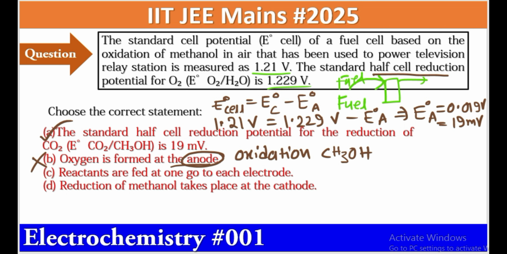Reactants are fed at one go to each electrode. No, we have to supply reactant continuously. It is not at one go. That's the definition of a fuel cell. Here we have to supply fuel continuously. Statement C is also wrong. Reduction of methanol takes place at the cathode. No, oxidation of methanol is happening at the anode. So statement D is also wrong. So for this question, statement A is the correct one.